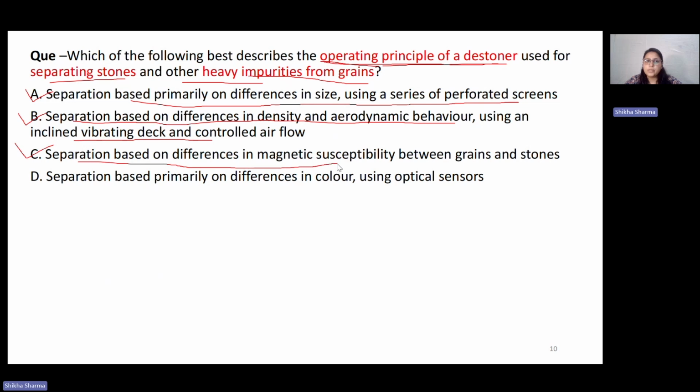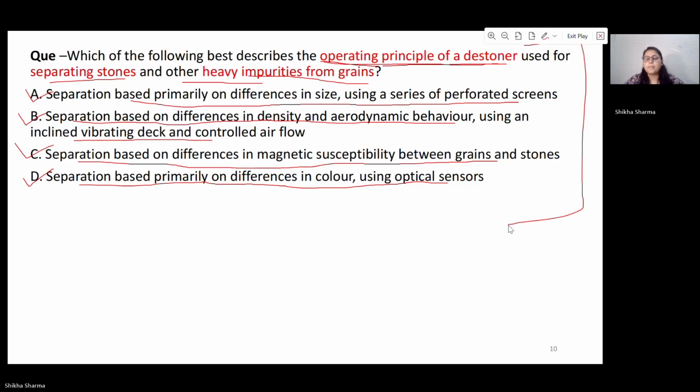C is separation based on differences in magnetic susceptibility between grains and stones. Option D is separation based primarily on differences in color using an optical sensor. So this is a question regarding removing impurities from grains. It says we use a destoner for removing stones from grain. So what is the main principle on which this destoner works?